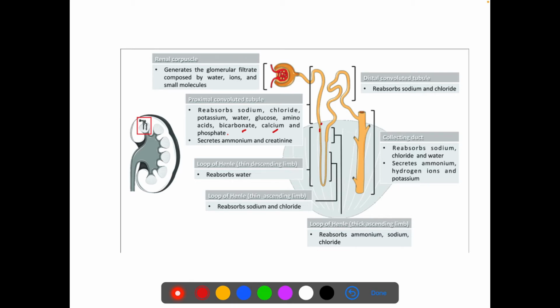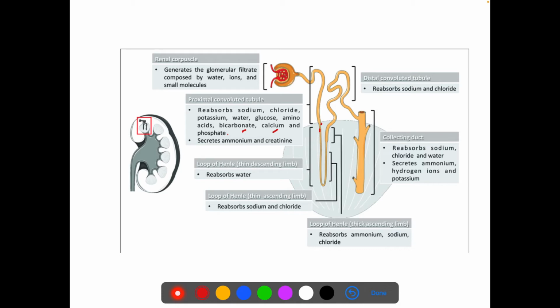This thin descending limb reabsorbs water. This thin ascending limb reabsorbs sodium and chloride. And there is also a thick ascending limb of the loop of Henle which reabsorbs ammonium, sodium, chloride, potassium, all these things, in this area. And in the distal convoluted tubule, there is reabsorption of water as well as sodium and chloride. In the collecting duct, there is reabsorption of some amount of water, sodium, and chloride, and it also secretes in the collecting duct.